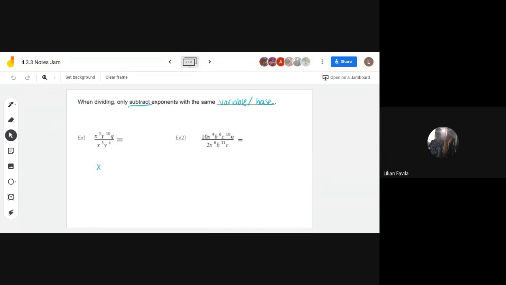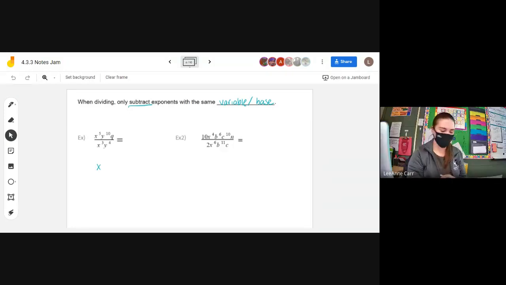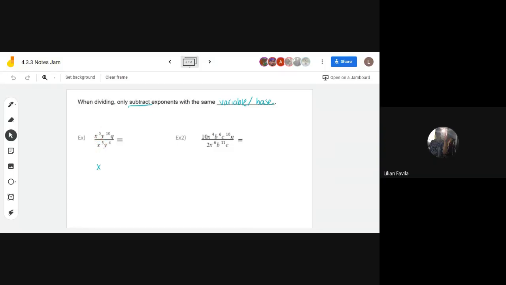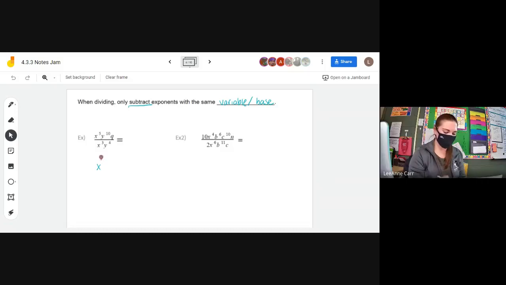No, our new exponent for our x's, if we're using our quotient rule here. 2. Yeah, that's it. You got it. Don't overcomplicate it. I feel like sometimes people look at these problems and they're like, oh, there must be more to it. No, we're literally just subtracting.